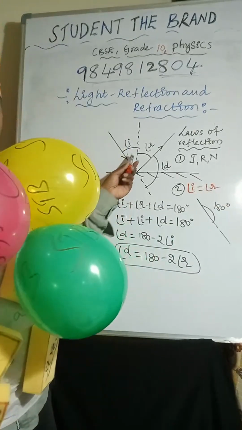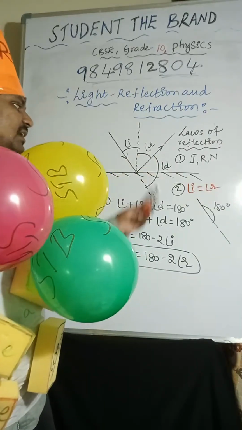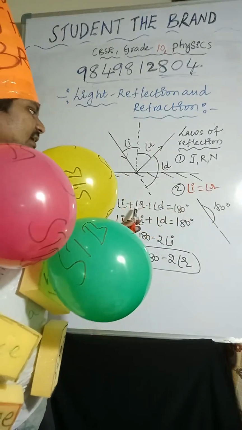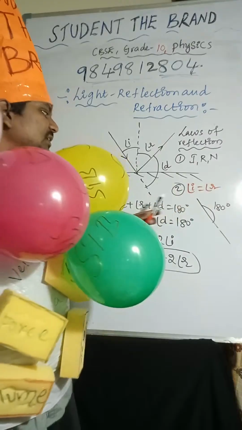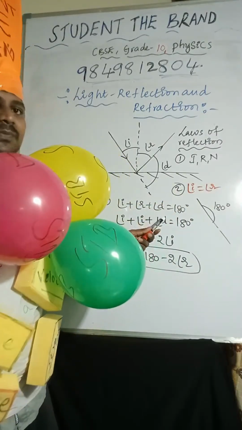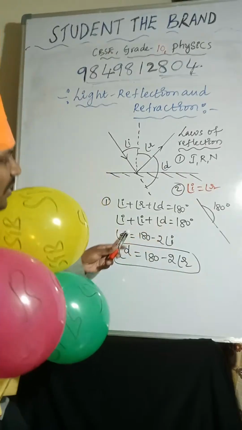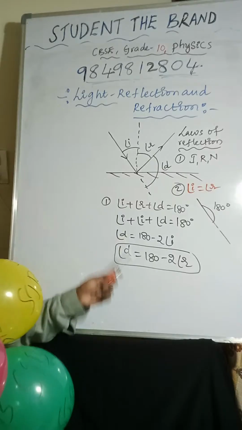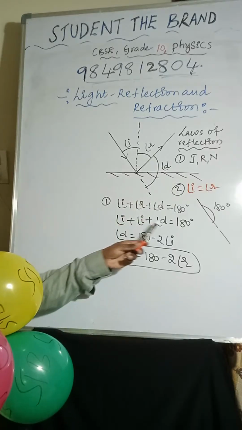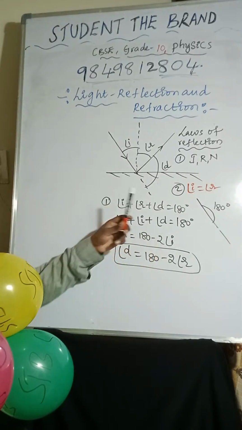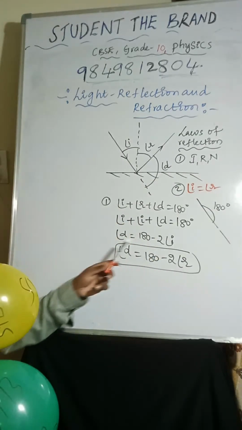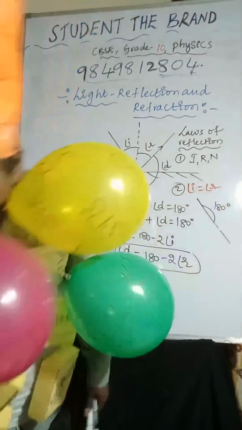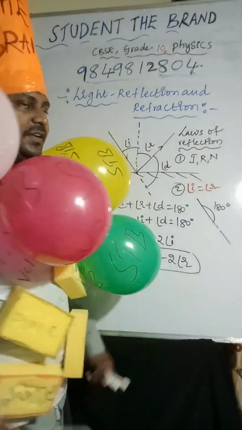So angle of incidence plus angle of reflection plus angle of deviation equal to 180 degrees, because of the linear angle. Here instead of angle of reflection, I wrote angle of incidence. So angle of deviation equals 180 minus 2 angle of incidence. If I write angle of reflection instead, the formula is angle of deviation equal to 180 minus 2 angle of reflection. I hope it is very clear. Now we'll discuss regular reflection and irregular reflection.